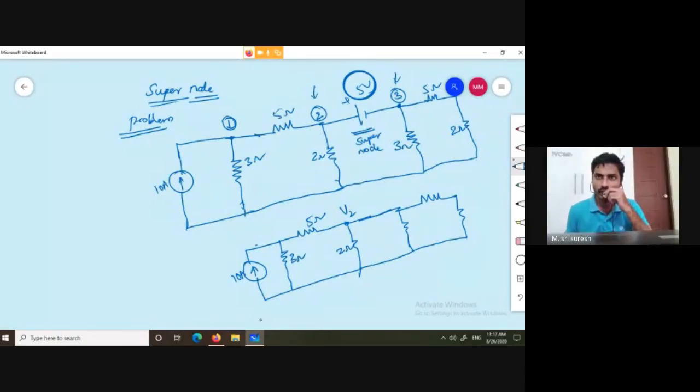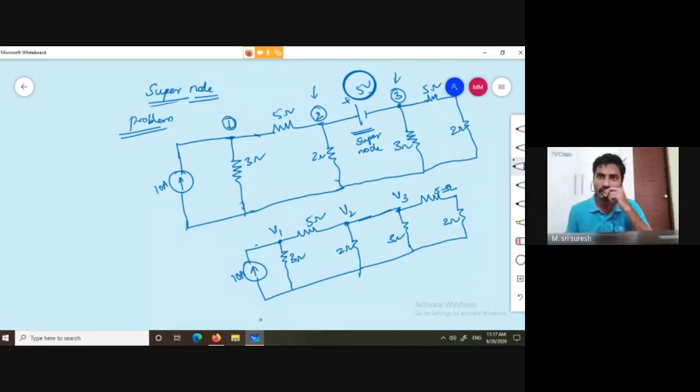And this is V2 here, and this is V3, and these are at the node points we are mentioning as voltages. So V1, V2, V3, we are having three nodes. So we are placing V1, V2, V3, V5, and this is 2.